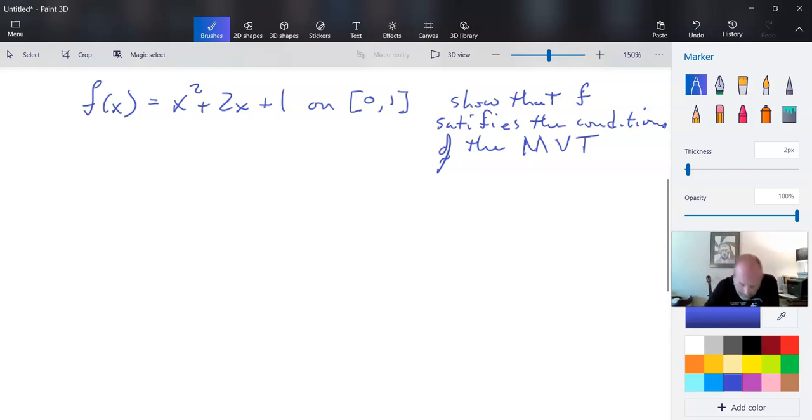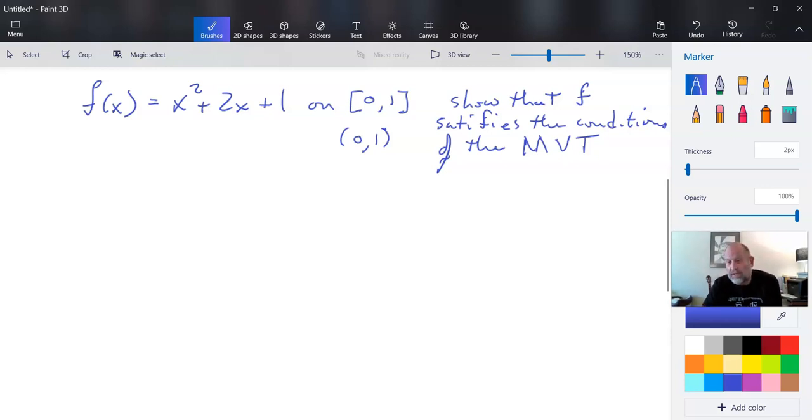Okay, so the first thing we want to look at, well, this is a polynomial, right? We know polynomials are continuous everywhere. So we know it's continuous on the closed interval from 0 to 1. So now we have to make sure that it's differentiable on (0, 1). Well, it's a polynomial, and polynomials are differentiable everywhere. So it's continuous on the closed interval, it's differentiable on the open interval.